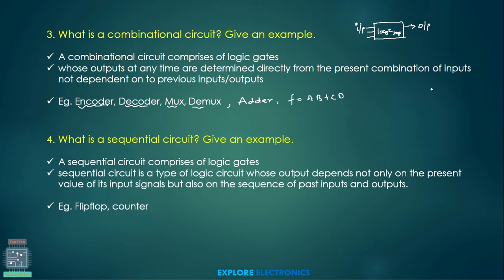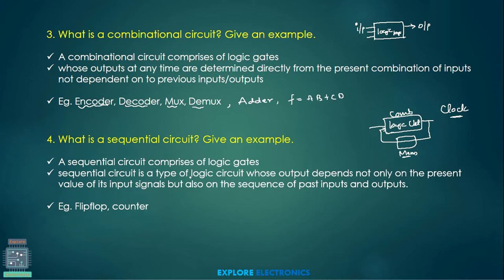The next question is, what is a sequential circuit? Give an example. A sequential circuit again comprises logic gates. Even a sequential circuit is built using logic gates. But this circuit has a feedback connected from output to input. So here is a memory component. A sequential circuit is a device having a combinational circuit inside and a feedback path that acts as memory. This circuit will have a clock. Clocked devices are called sequential circuits.